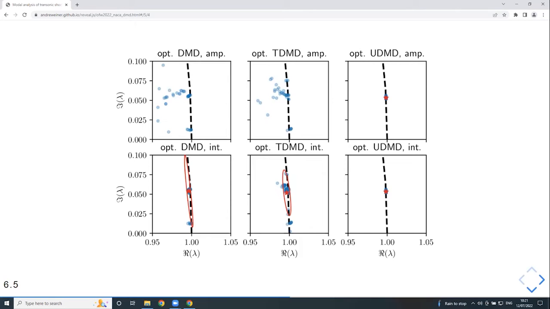And what you see, for example, is that if I use the amplitude criterion, I get a huge scatter. Instead, if I use the integral criterion, my results are much more consistent, especially for the version with unitary constraint, but also for the other two versions. Now you see, if you look at the optimal DMD with integral criterion, but also at the TDMD, that most of the points are clustered in a certain region, and then there are just a few outliers.